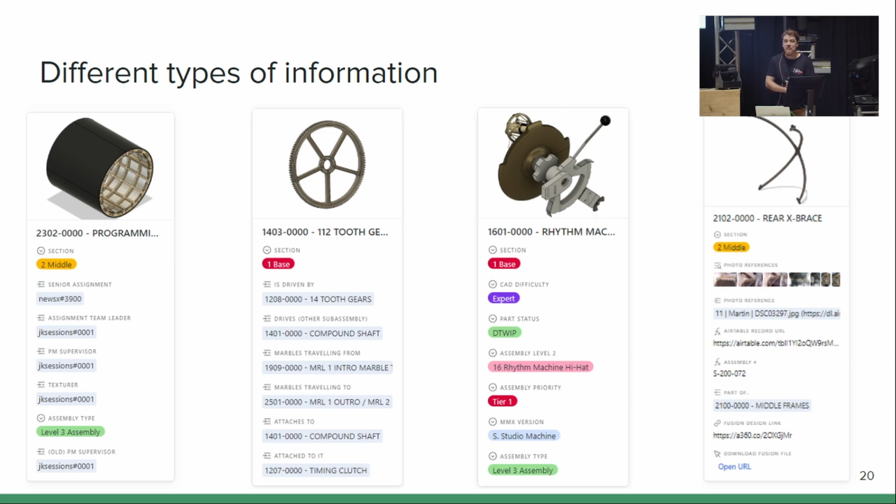It is the only part that has all 4 designations, which is a really interesting fact that we found across our work. We then also have status updates. So what section is it in? How difficult is it to CAD? The rhythm machine specifically has no CAD, and we'll go into that later.